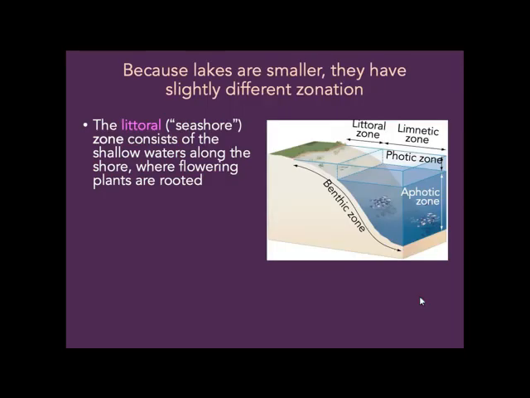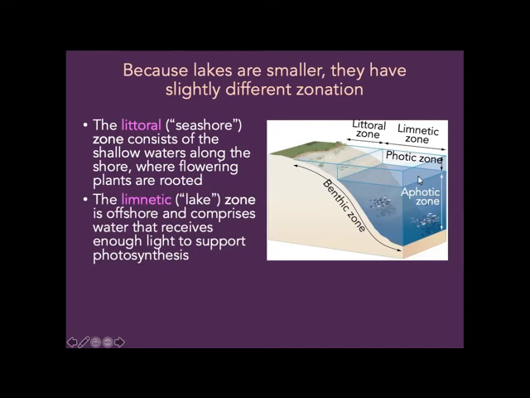All right, so lakes are smaller than the ocean, obviously. So we have given some different names to the zones in a lake. Instead of there being an intertidal zone, there's not really tides, right? So we just call this the littoral zone over here. So it just means a little seashore area, where you have the water lapping. You might also find flowering plants that are rooted here that grow up through the water.